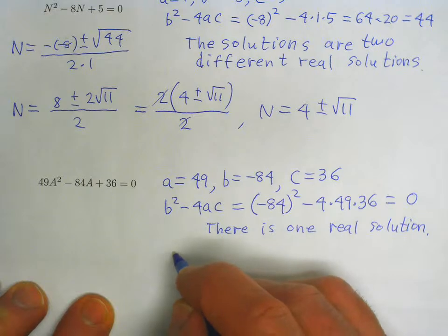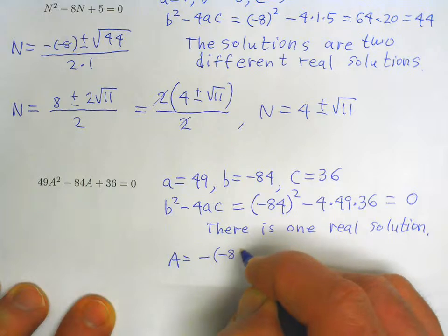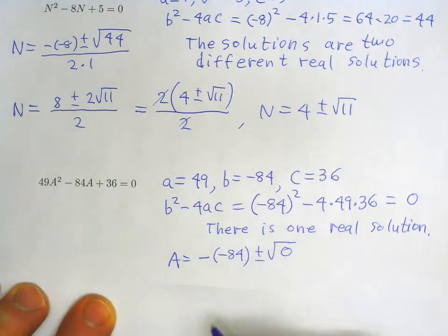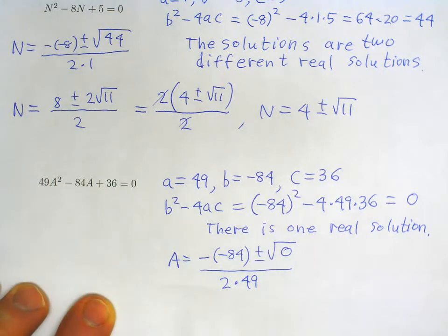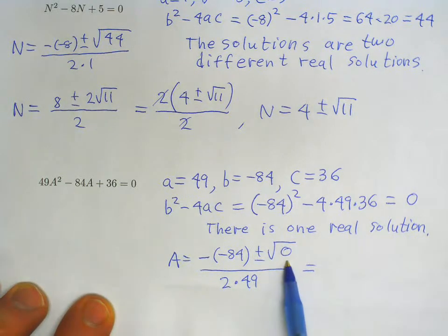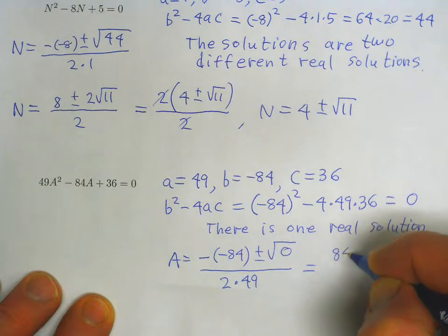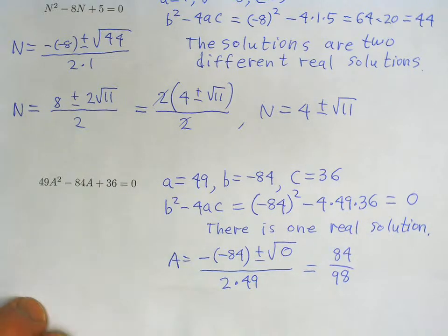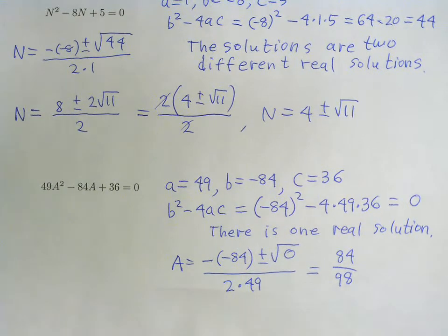Okay, so we can write A equals the negative of negative 84 plus and minus the square root of the discriminant. We know that that's 0, all divided by 2 times 49. The square root of 0 is 0, so in the numerator, the negative of negative 84 is just 84. And the denominator is 98. And plus 0 is no different than minus 0. So there's one solution, we just say that it's repeated.